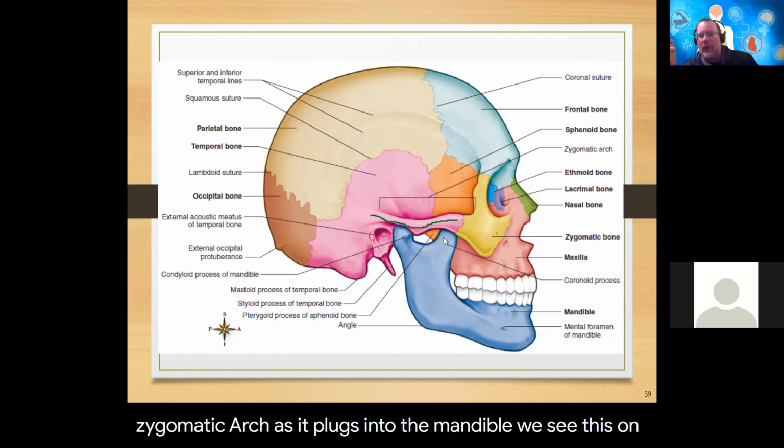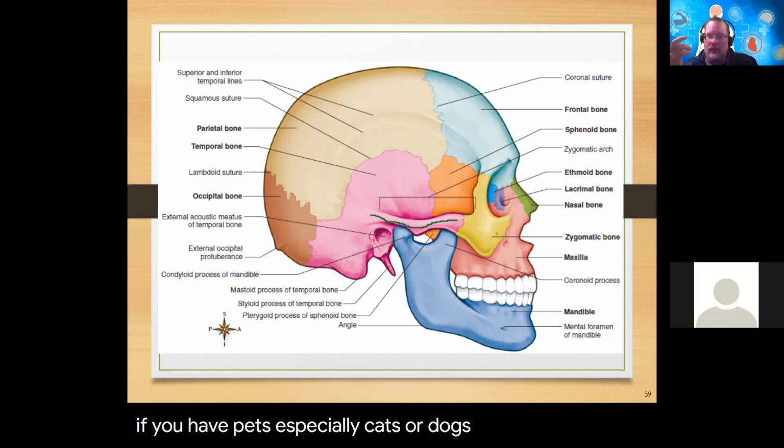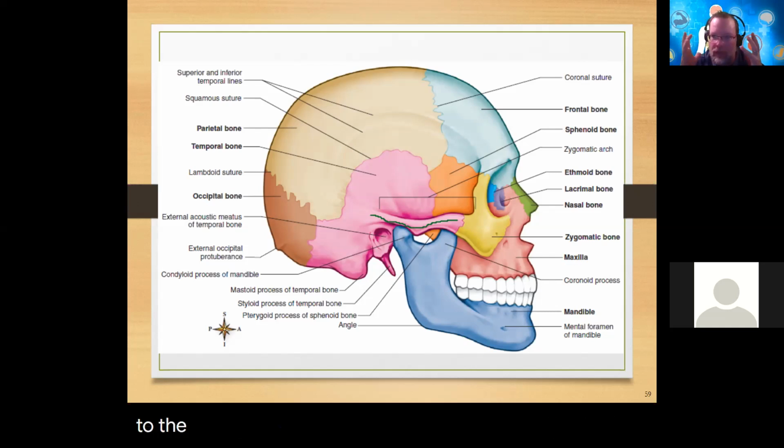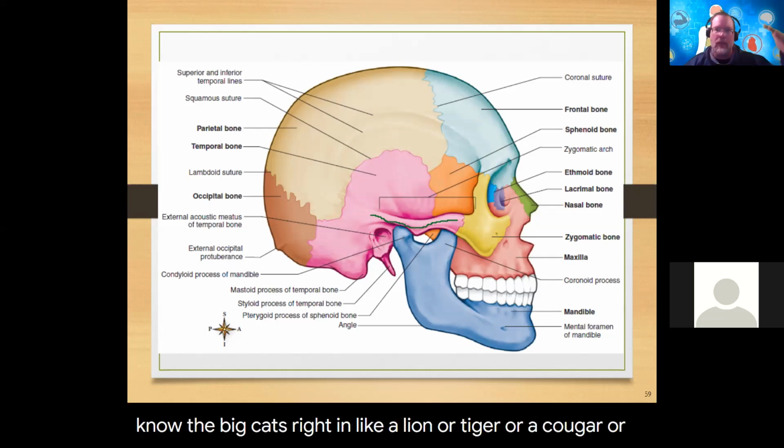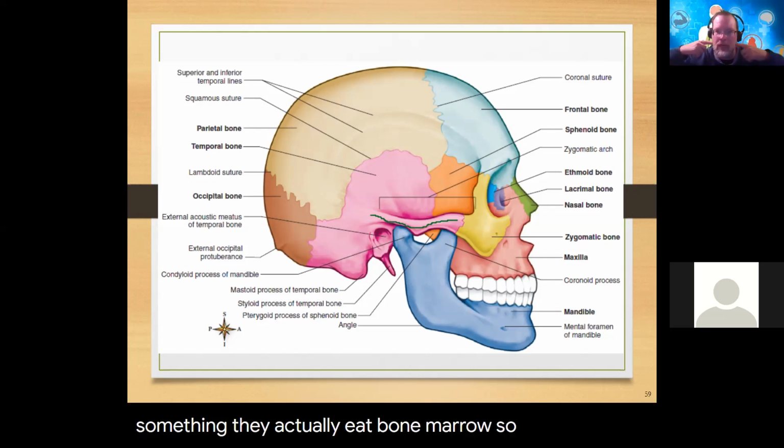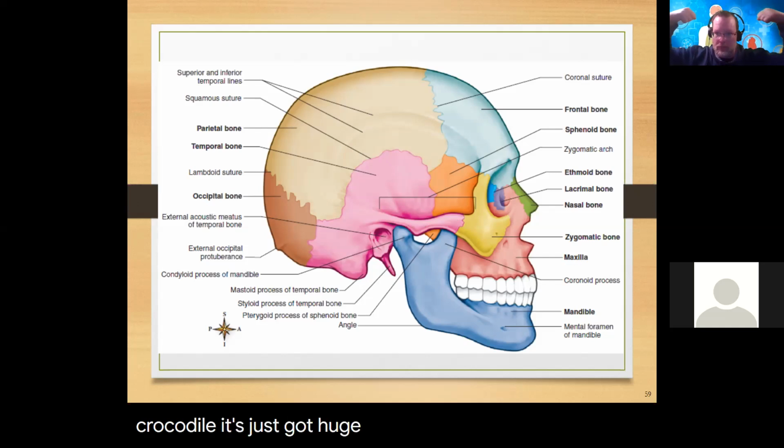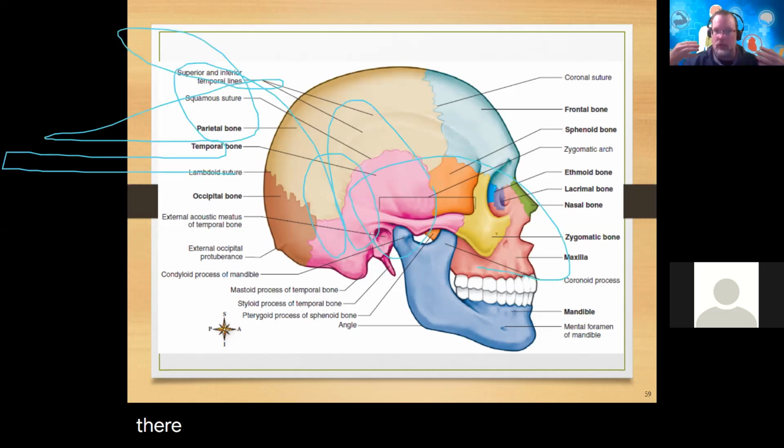We see this on, if you have pets, especially cats or dogs, they usually have really big zygomatic arches or cheeks relative to the rest of their face, right? They have these tiny little mandibles, the cat especially, but they've got these huge zygomatic arches. And again, the big cats, like a lion or a tiger or a cougar, they actually eat bone marrow. So they have to be able to crunch down really hard with their molars to be able to break into bone. We would see giant zygomatic arches on an alligator or a crocodile. You look at a skull of an alligator or a croc, and it's just got huge space for muscle to go through there to connect to the jaw.